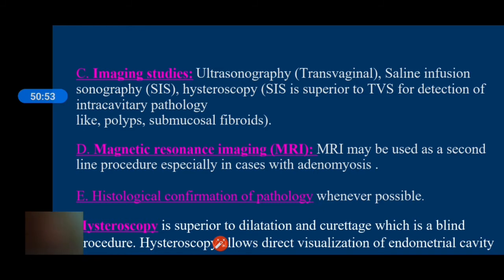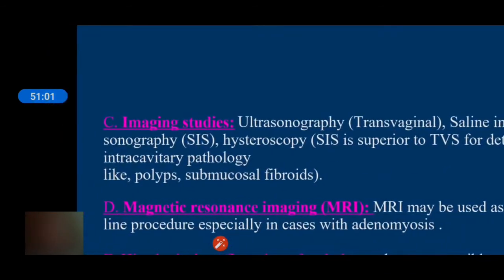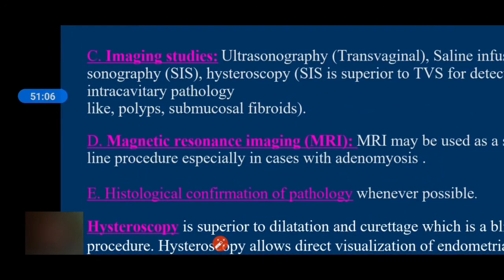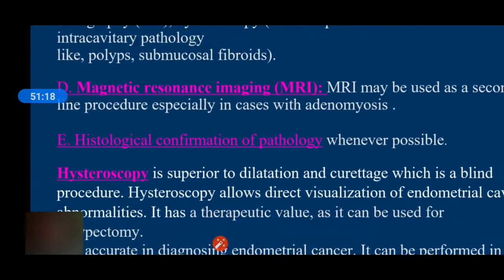So why are saline infusion sonography and hysteroscopy superior to normal ultrasonography? Because we can detect the intracavity pathology like presence of polyps, submucosal fibroids which are present inside the uterus, and uterine polyps which are coming from the inside of the uterus. So all this intracavity pathology can be detected better with hysteroscopy or saline infusion sonography.